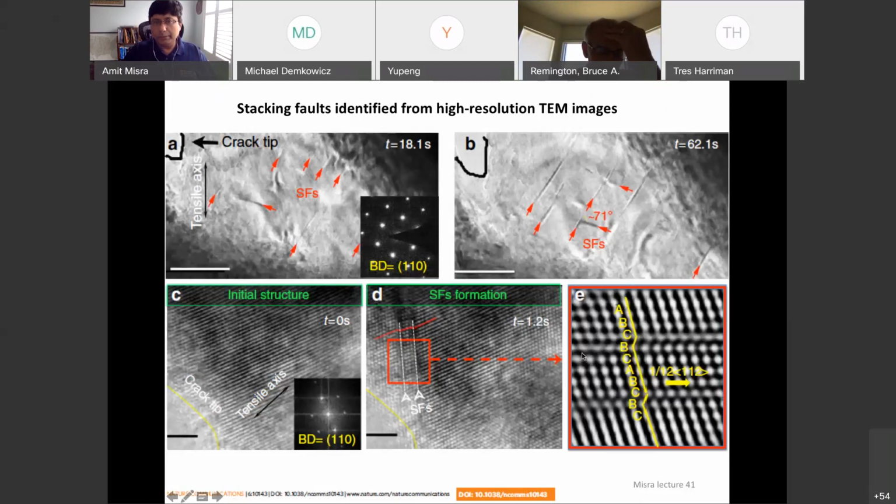This can also be simulated with atomistic modeling, and that can be superimposed. And that analysis will show you that there is a stacking fault here. A, B, C, and the A plane is missing. B, C, A, B, C, and again the A plane is missing. So there's a fault here and there's a fault here. So this is how you can tell in high resolution.